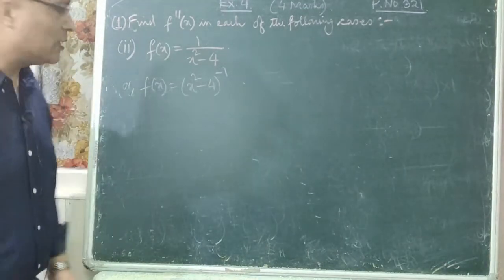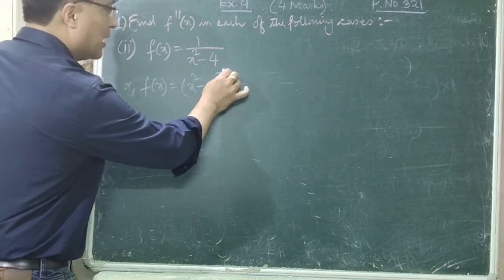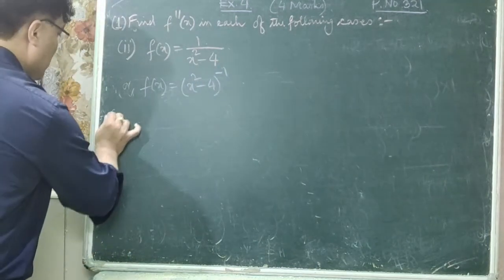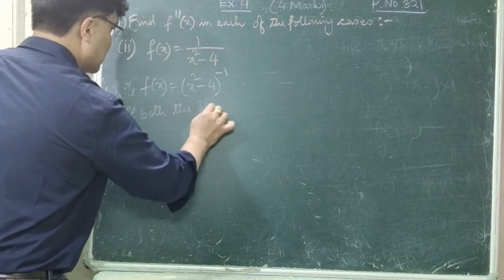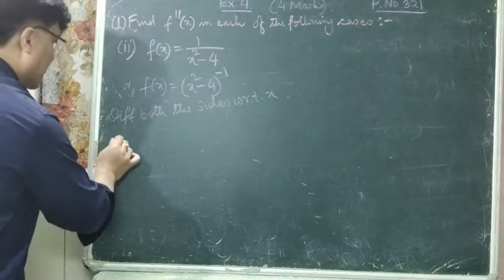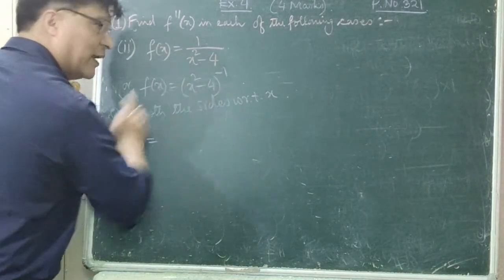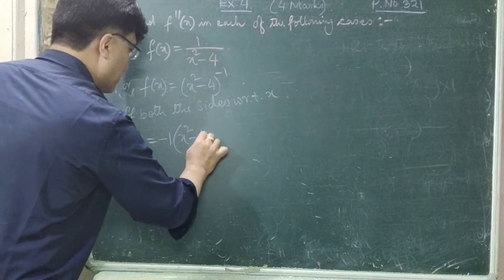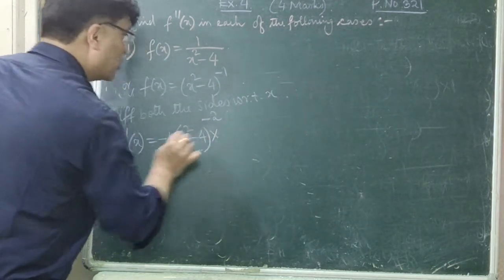So how can you differentiate it? You can take it as x to the power n. X square minus 4 is a variable, you can take it as x. Minus 1 is a constant, you can take it as n. So it is x to the power n, right? So differentiating both the sides with respect to x. So what do we get? Therefore, this is your f dash of x is equal to x to the power n form. Minus 1 becomes the coefficient. X here is x square minus 4 whole to the power, decrease the power by 1, that is minus 2 into, what do we write here?